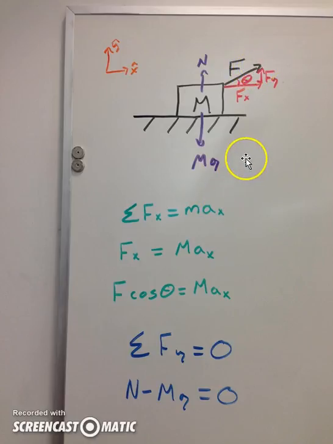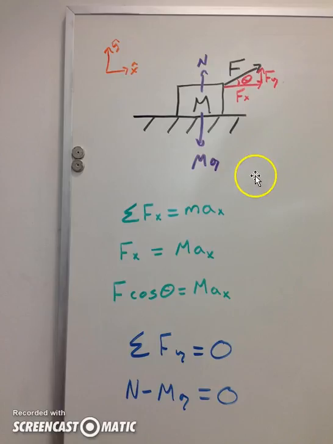Okay, first step, draw all your force vectors, N, normal force, weight, and then draw your coordinate system. Make sure your forces are lined up in the Y and X direction. Here, F is at an angle, so let's draw its components, Fx and Fy.